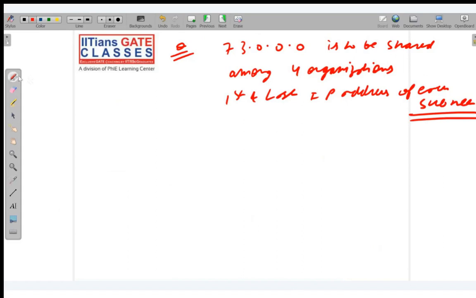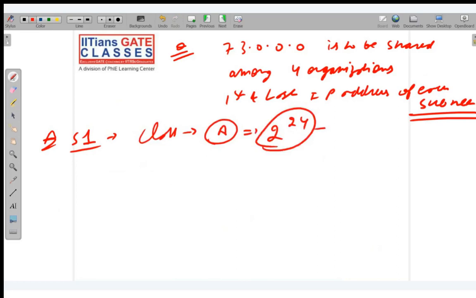Okay, so 4 organizations. So first of all, find the class. Step number 1, I will do it very slowly. Step number 1, class. Class A, sir. Class is A. So the total number of IP addresses in this block is 2 power 24. And you want to share among 4 organizations. So each organization will get how many IP addresses?